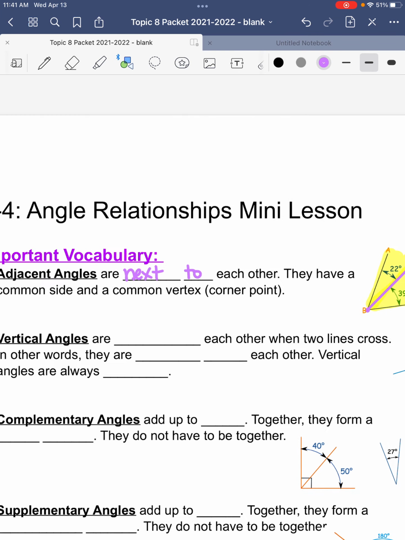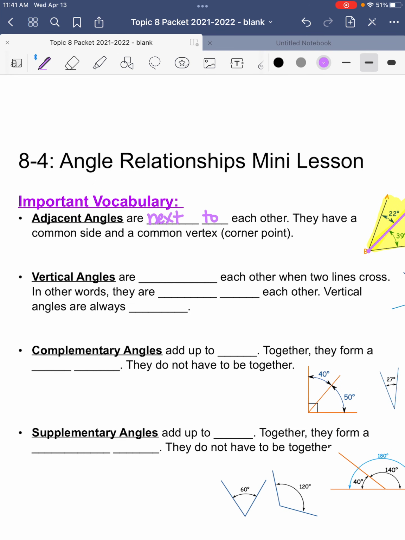Now let's talk about vertical angles. Vertical angles are opposite each other when two lines cross. In other words, they are across from each other. Vertical angles are always equal or congruent or equivalent. All of those words mean the same thing. So they have the same angle measure.